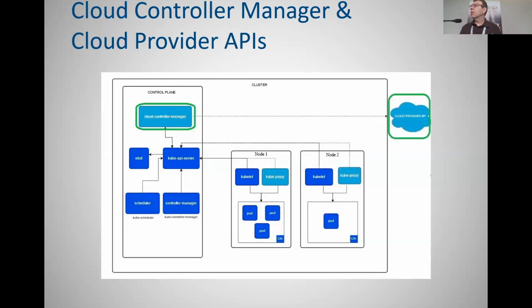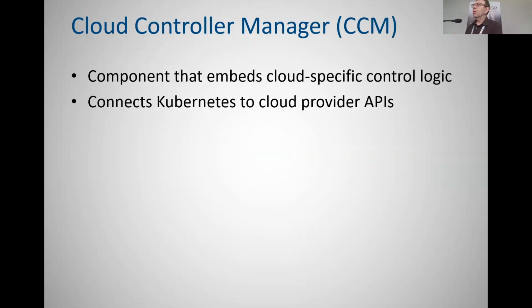Now I want to discuss cloud, because in most cases, Kubernetes applications will be deployed in production in the cloud. So we need to understand what risks are related to this. And we have two components. We need to understand what the Cloud Controller Manager and cloud provider APIs are, and how we'll mitigate risk related to these components. So the Cloud Controller Manager, CCM, is just a component that embeds cloud-specific logic into Kubernetes. It allows Kubernetes to connect to cloud providers.